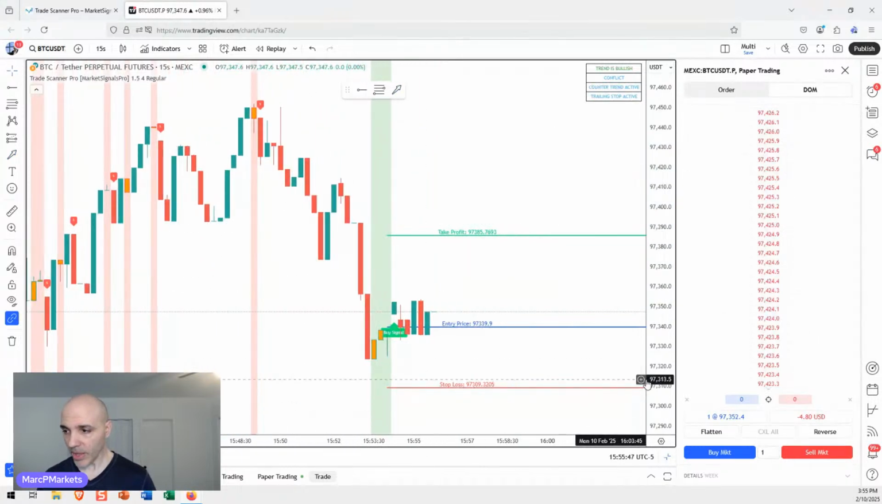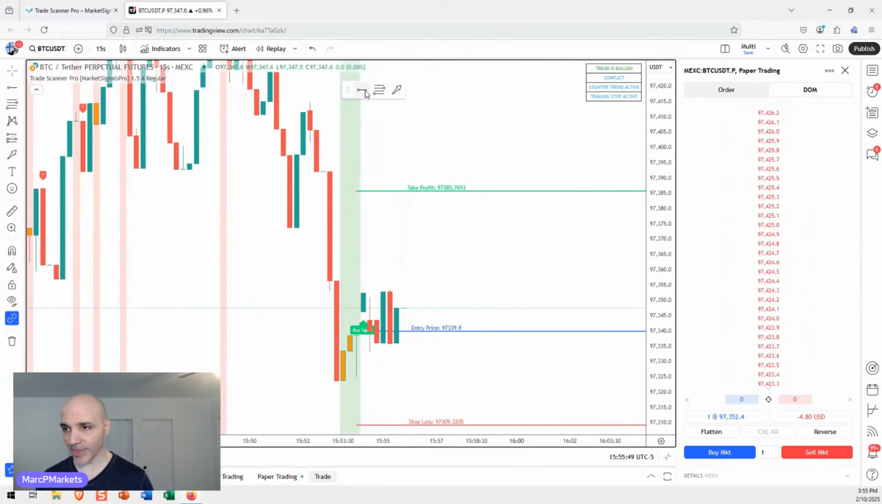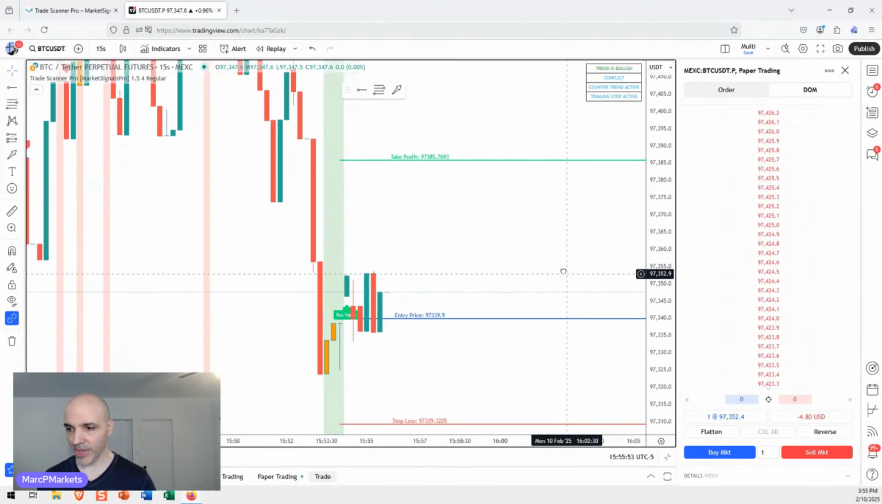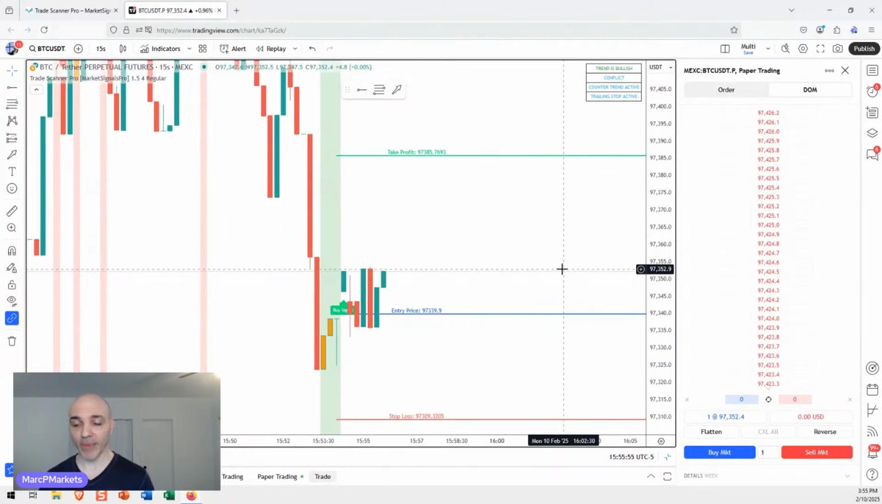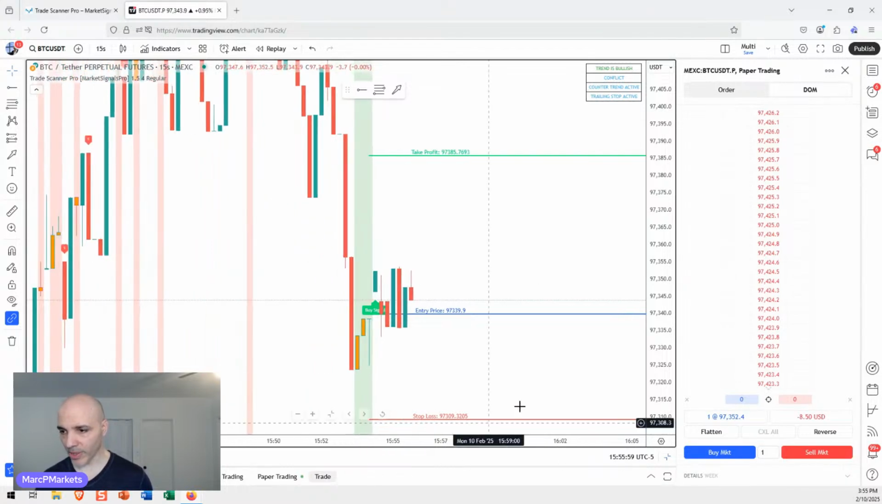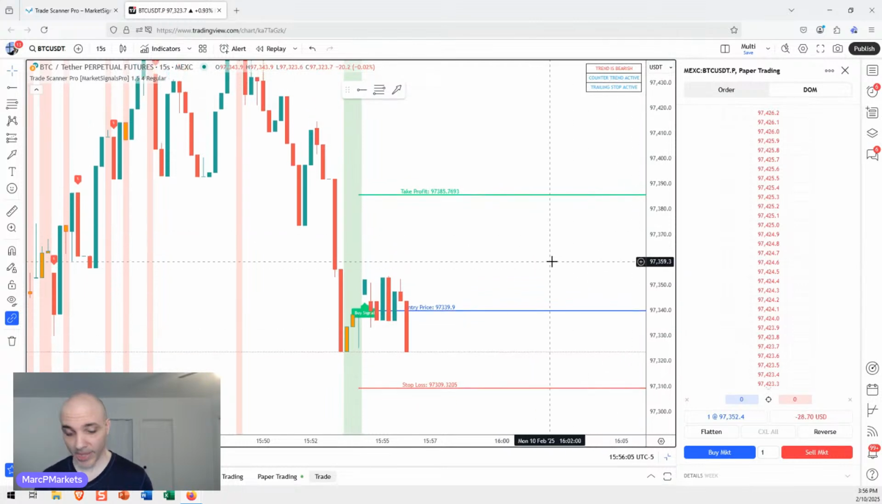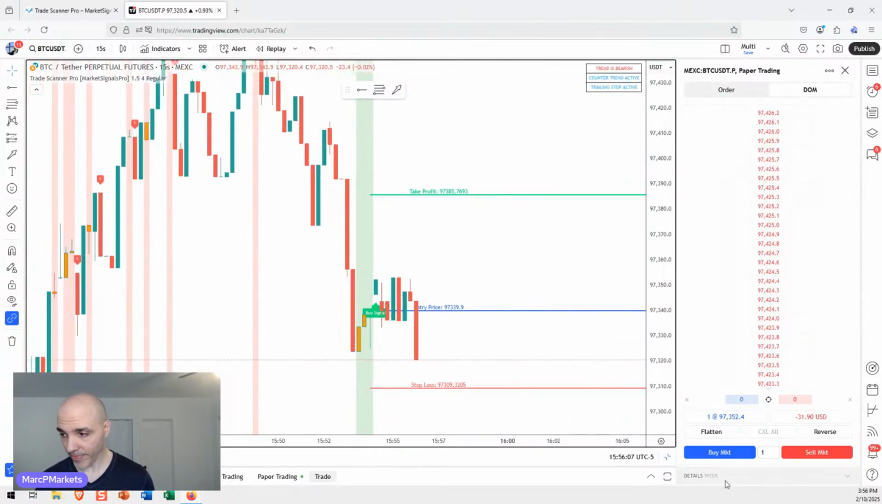So my plan here is to add to this position if we break out of this little area. Keep in mind, I'm just showing you this for demonstration purposes so you can get an idea of how the script works. But making money with this or working with this in a practical market environment is not going to be easy.